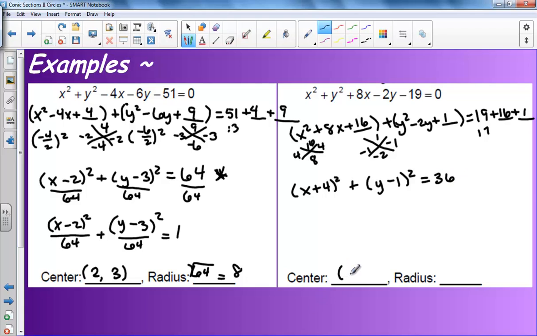So my center point here is negative 4, 1. Notice the signs changed on both. And the radius is the square root of 36, or 6.